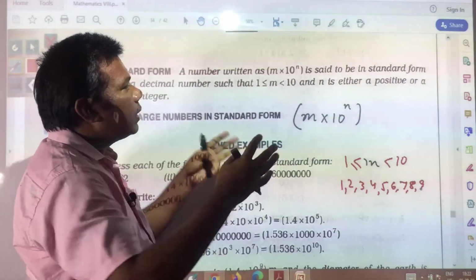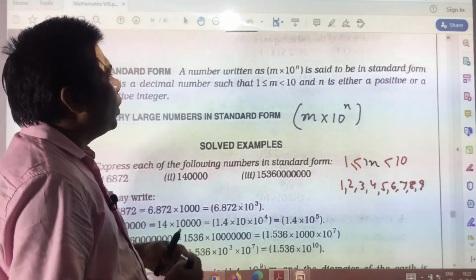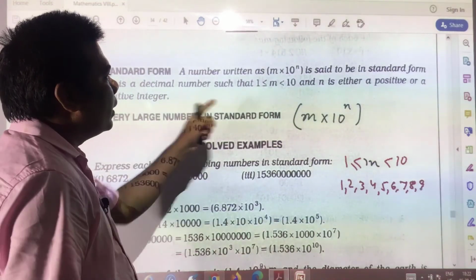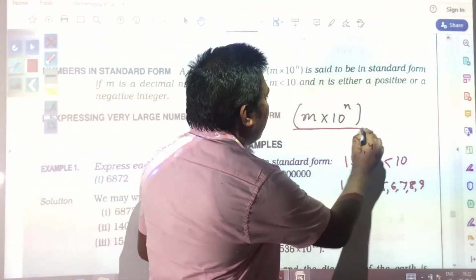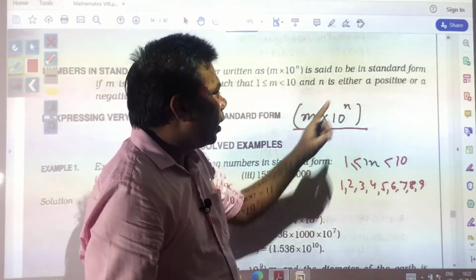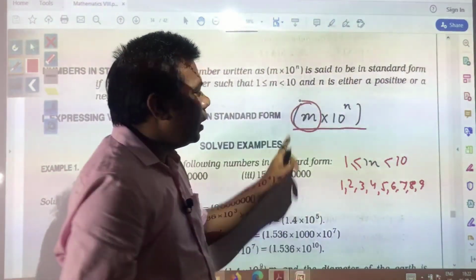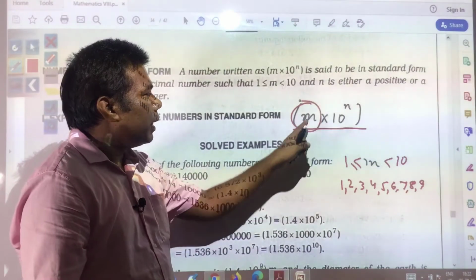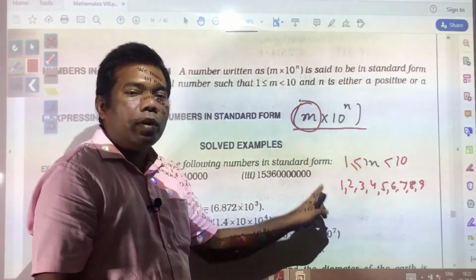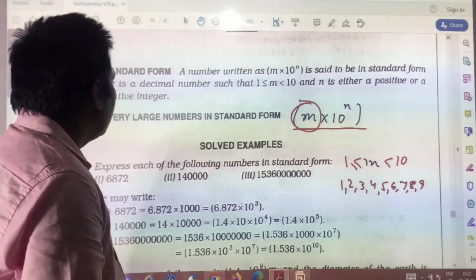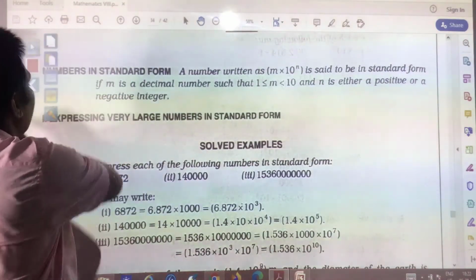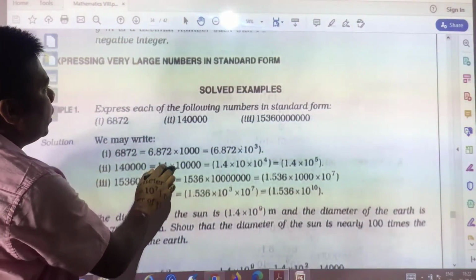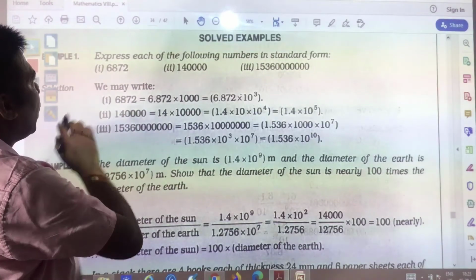So, if you have any large number and want to express it in standard form, it should be in this form, m into 10 to the power n, where m is any number between 1 and 9. This m may be positive or negative. Some solved examples we will see, so that you will be able to understand.